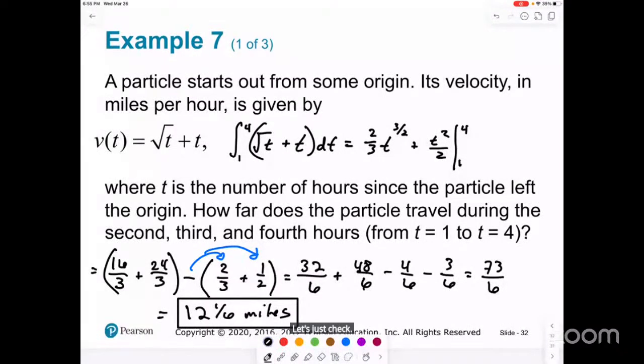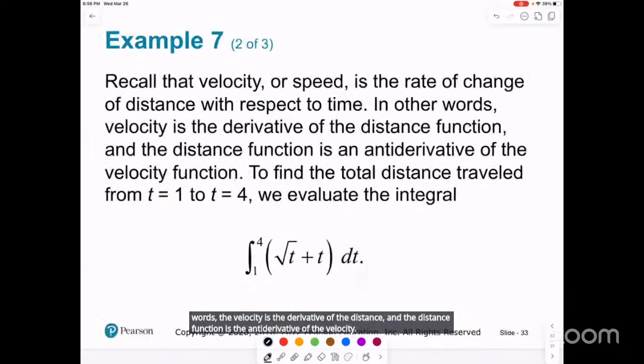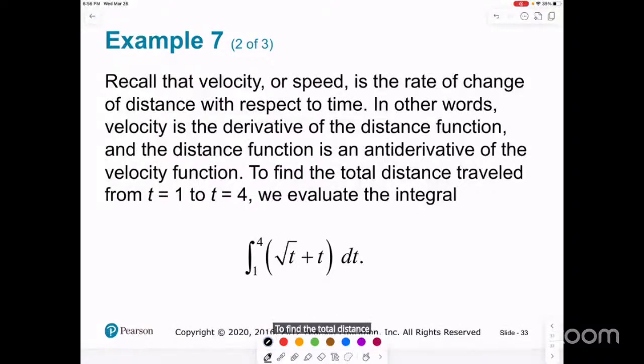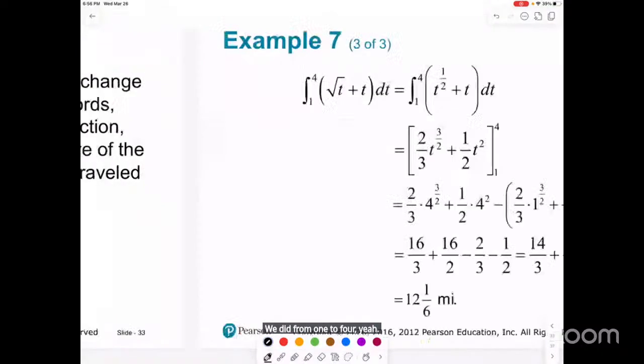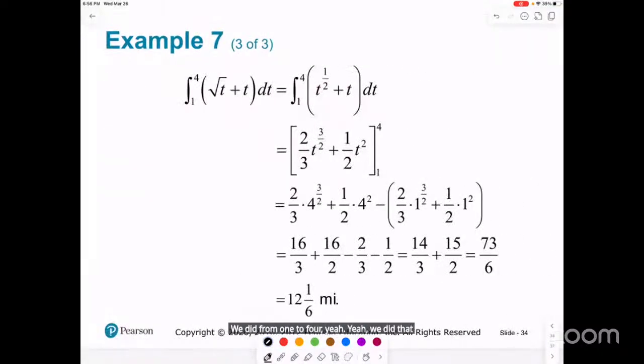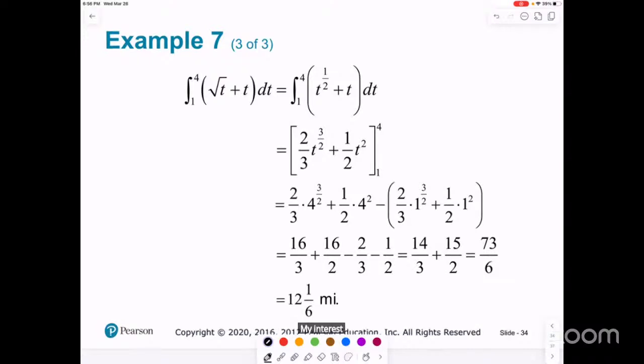Velocity or speed is a rate of change in distance with respect to time. In other words, the velocity is the derivative of the distance, and the distance function is the antiderivative of the velocity. To find the total distance, we evaluate. Did we do from 1 to 4? We did from 1 to 4. Yeah, we did that. 12 and 1/6 miles. What kind of particle is this? Now my interest is piqued. Anyway, we got 15. Okay, it's fine. Okay, well, got the exact same thing.